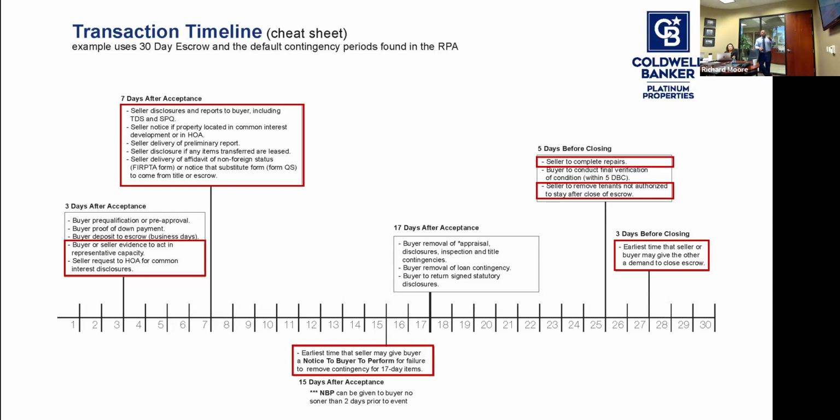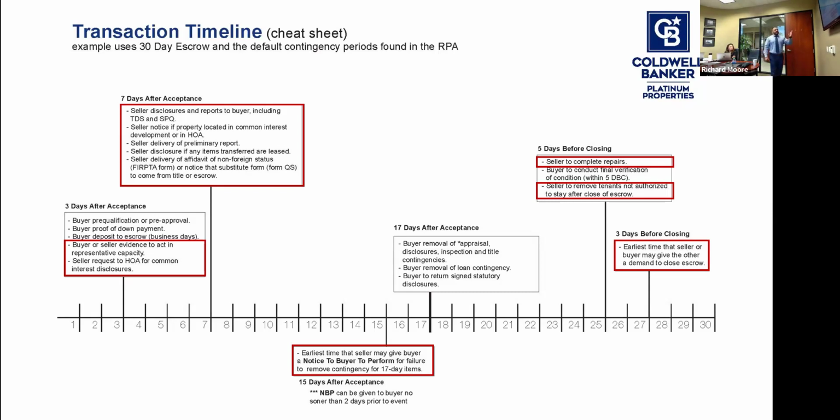But if you give them a notice to perform on day 15 and they don't remove contingencies by day 17, now the seller has an opening to cancel, if they want to cancel. Because the buyer hasn't removed their contingencies, right? They don't have to cancel, but now they have the option to. So you protected your seller in case they want out. Now they have a way out. Because remember, they're trapped unless they do this.